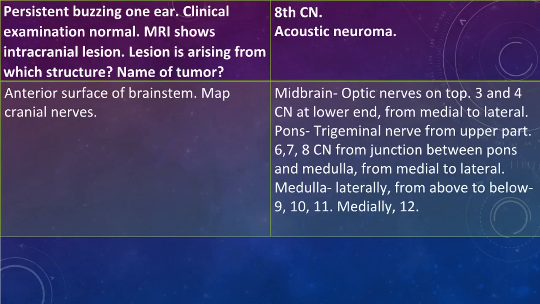Persistent buzzing in one ear. Clinical examination is normal. MRI shows an intracranial lesion. The lesion is arising from which structure? Name of tumor? 8th CN. Acoustic neuroma.